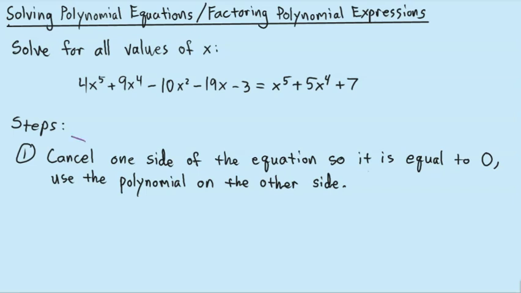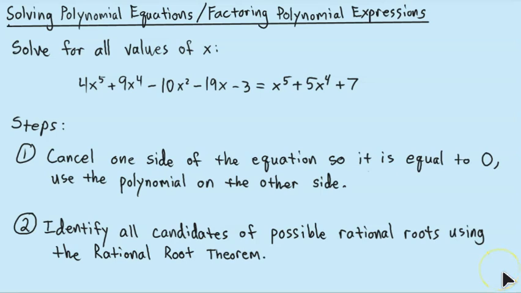So the first step is we're going to cancel one side of the equation so that one side of the equation is equal to 0. And then on the other side of the equation is going to be a polynomial, and that's the polynomial we're going to use. So what we're ultimately going to do here is cancel the right side of the equation so that this whole right side is equal to 0. So we're going to have to subtract x to the fifth, subtract 5x to the fourth, and subtract 7. And we're not going to do that right now. We're going to go through all the steps, and then we'll do all the steps in the example.